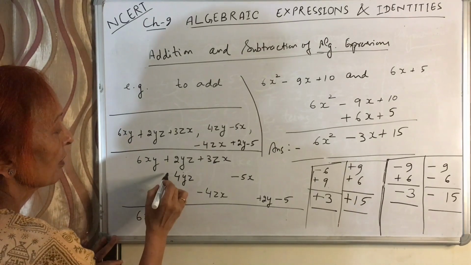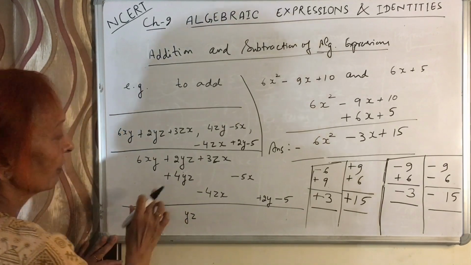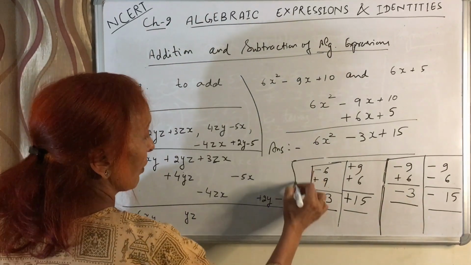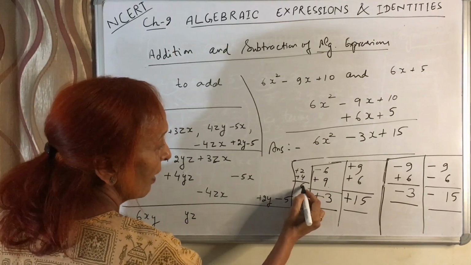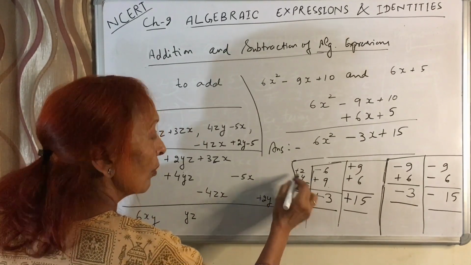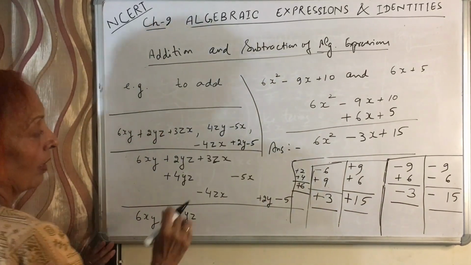There no sign means plus sign, yz we will write as it is, and what we will do, 2 plus 4. Plus 2 plus 4 is the same sign, we will add and put the same sign. So this is plus 6.